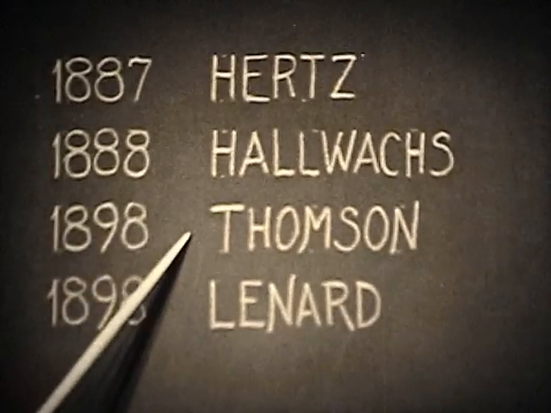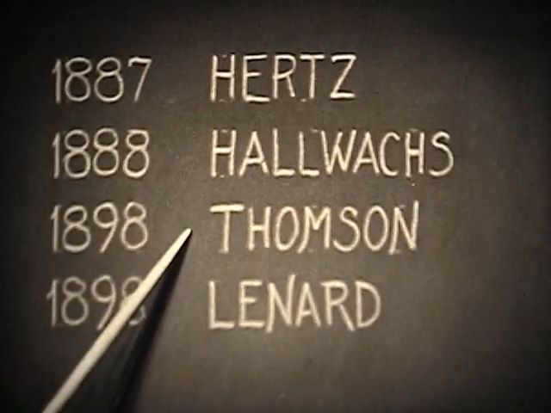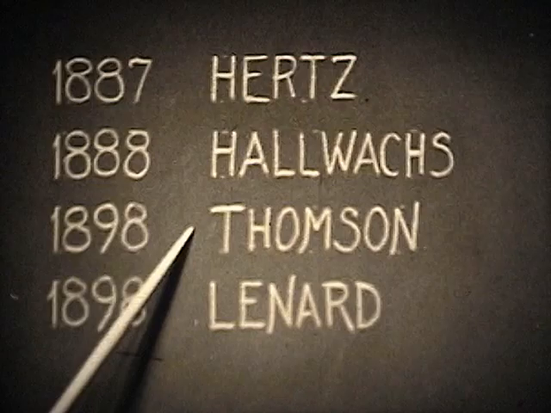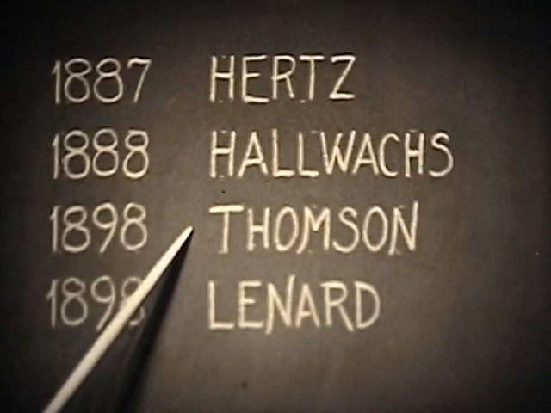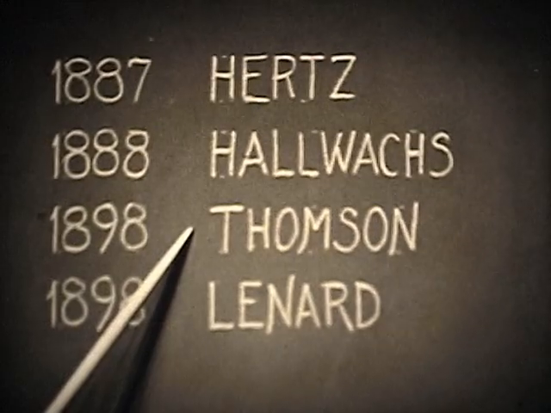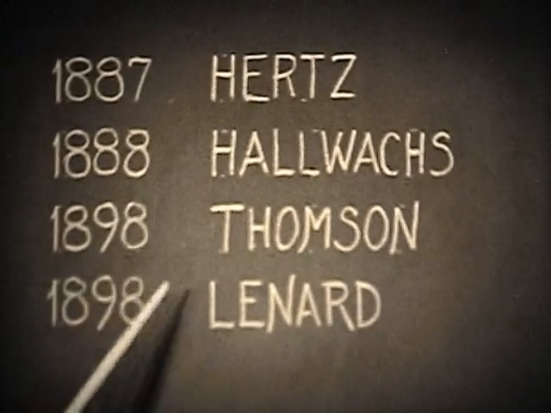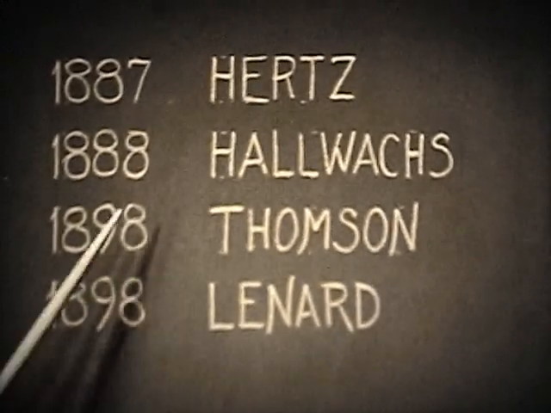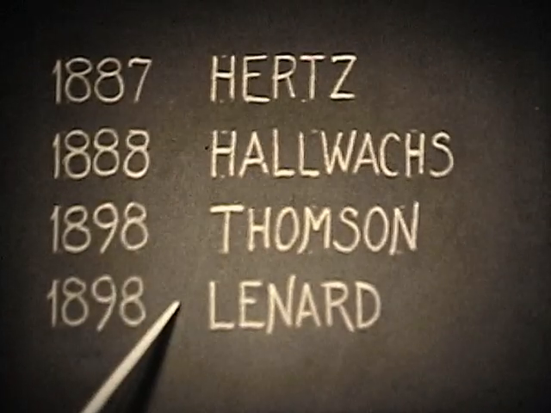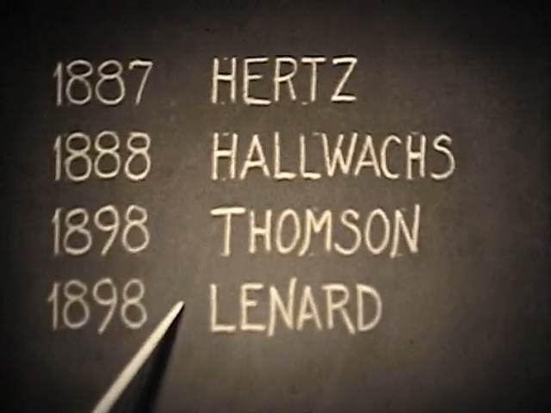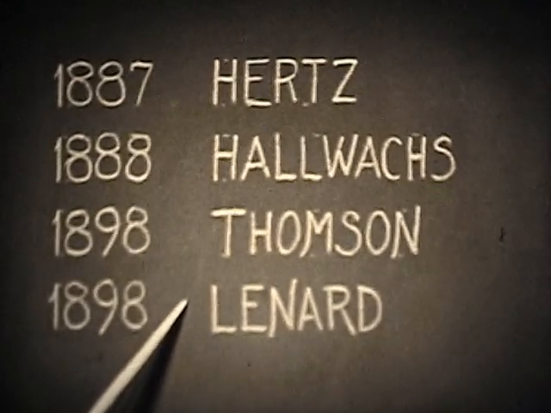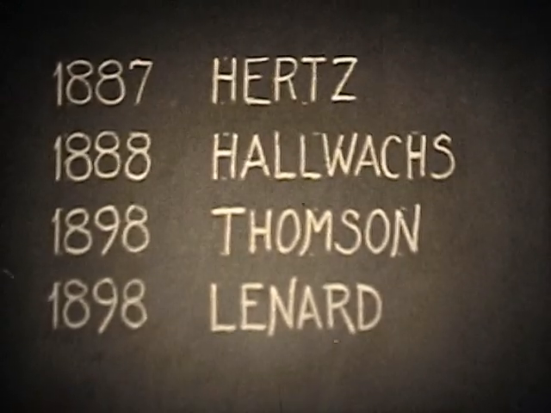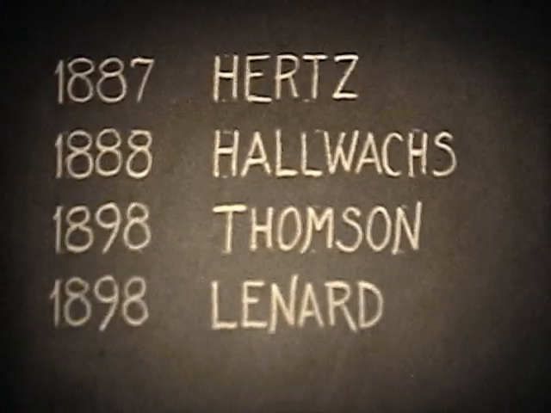Ten years later, it was Thomson who showed that the negative charge on any electrode gradually leaks off or disappears when light shines on that electrode. And the same year, Lenard, a German, Thomson was English, Lenard was a German, found the same effect independently, that any object, any metal surface, charged negatively would lose its charge if light shines on that surface.